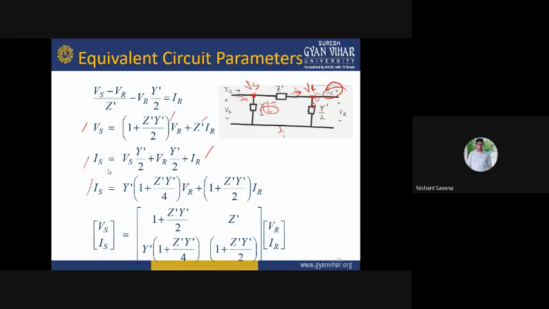Therefore, if I write the matrix as we have done in the previous slides, I can write that the VS IS matrix is equal to this T matrix into VR IR. This T is the transmission matrix, and if I compare this matrix with the ABCD constant parameter matrix, I will be getting that this term is equal to A, this term is equal to B, this is equal to C, and this is equal to D. Okay.